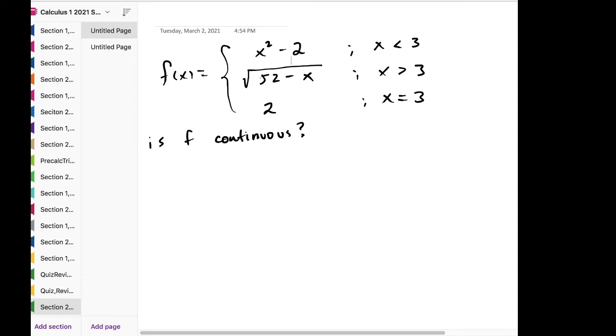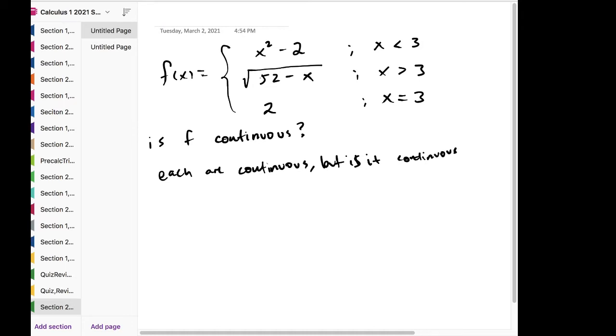If you try graphing this, it'll be difficult, right? So the thing you want to write down is the definition of continuity, right? So each of these functions, each are continuous in their own right, right? But we don't know if the whole thing is continuous. But is it continuous together?